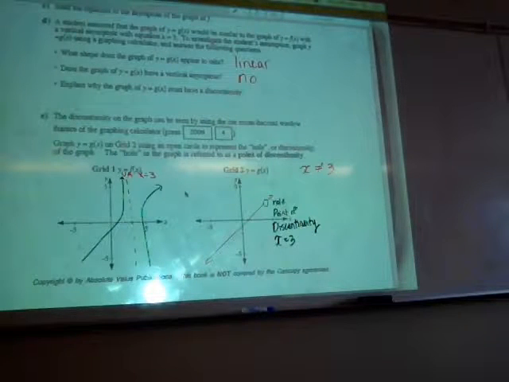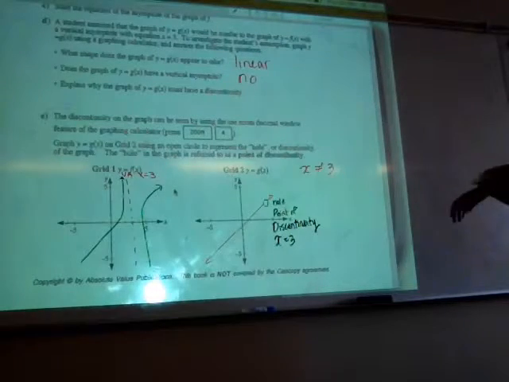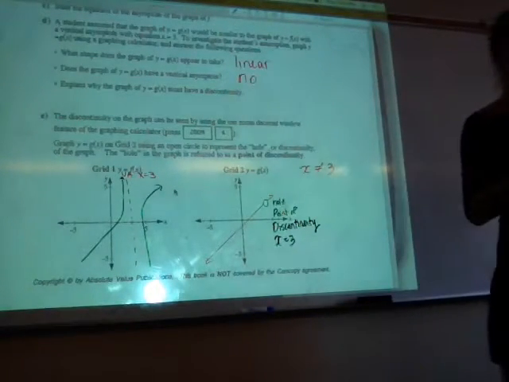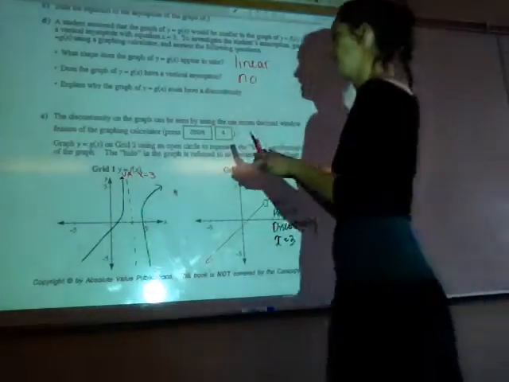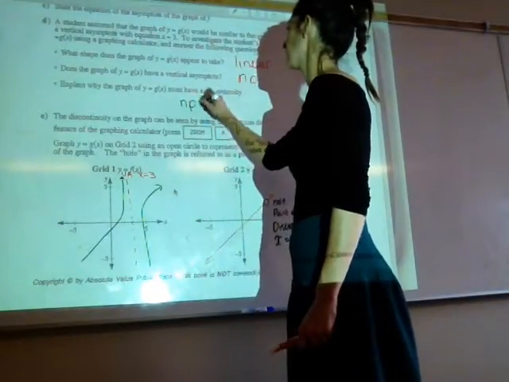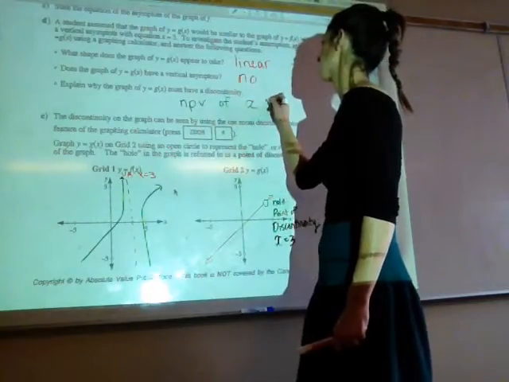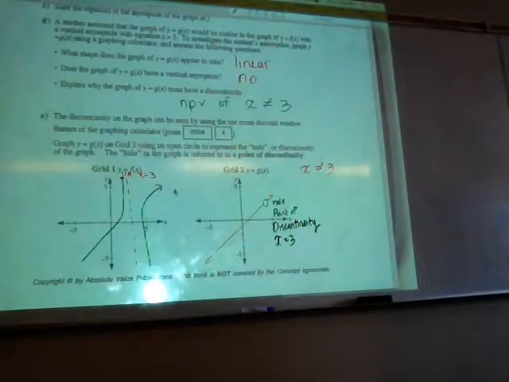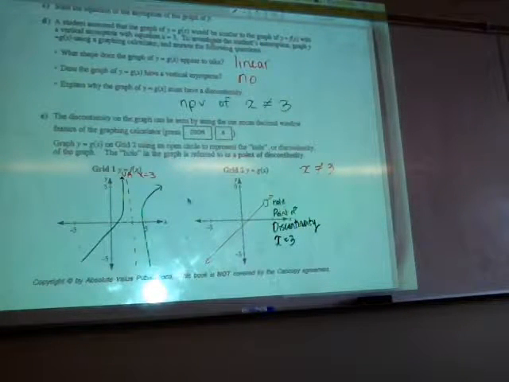Did everyone get a hole in the graph? Yeah. So just to be clear, there is no vertical asymptote, but there is a point of discontinuity, and why? Because we have an NPV of x not equal to 3. Okay, there had to be a discontinuity because you can't divide by 0.